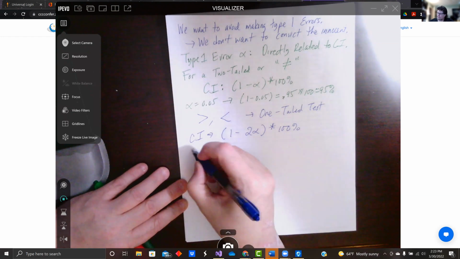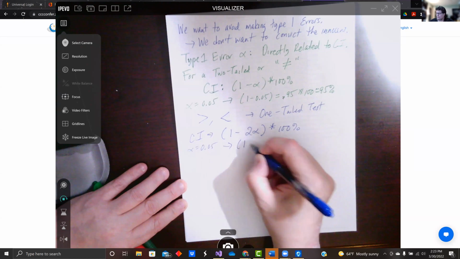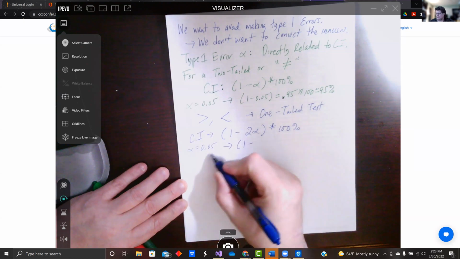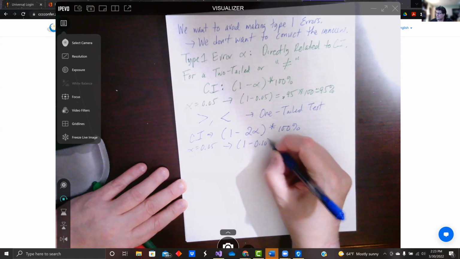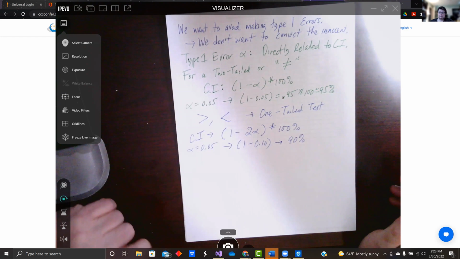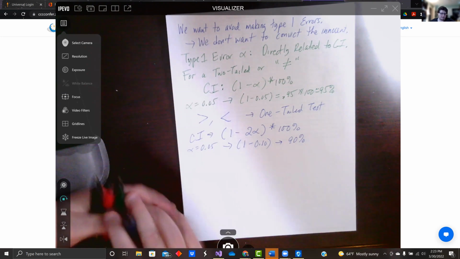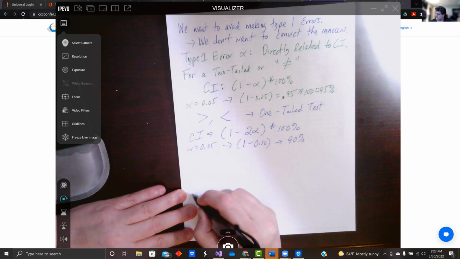So if we have alpha equals 0.05, this leads to 1 minus 2 times that. 2 times that, that's like a nickel. 2 times a nickel is 10 cents. This is going to lead to 90% confidence. And I'll show you pictorially why we go with that.